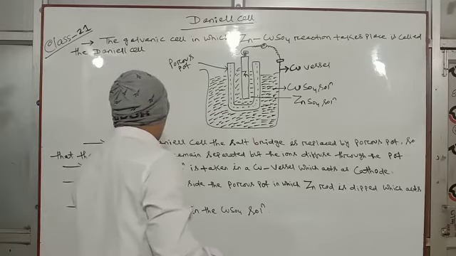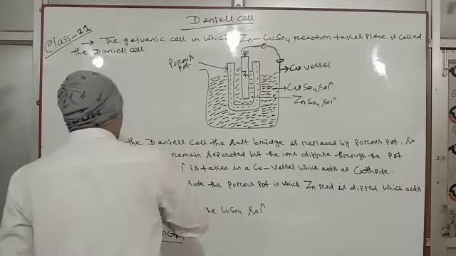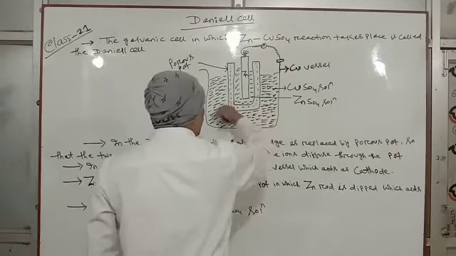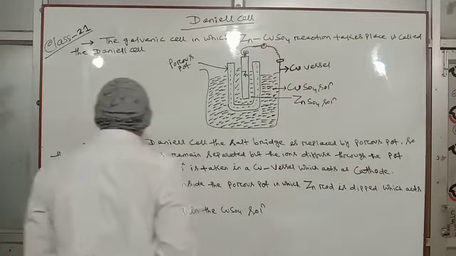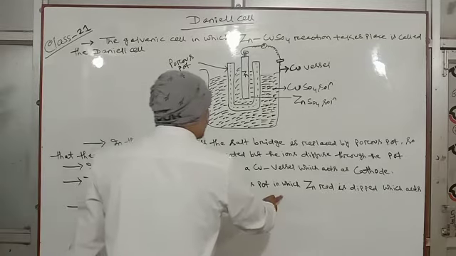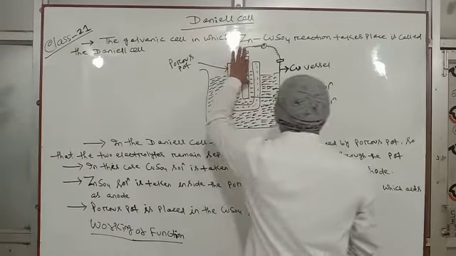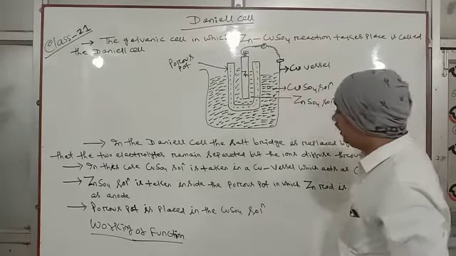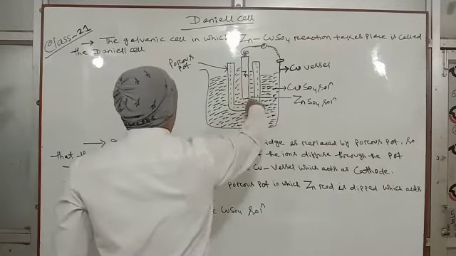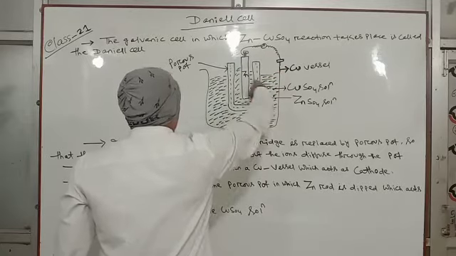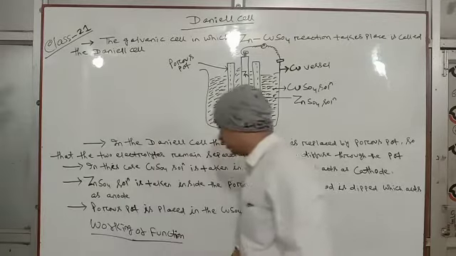In this case copper sulfate solution is taken in a copper vessel which acts as cathode. Zinc sulfate solution is taken inside the porous pot in which a zinc rod is dipped, which acts as anode. So zinc acts as anode, copper acts as cathode. The porous pot is placed in the copper sulfate solution.